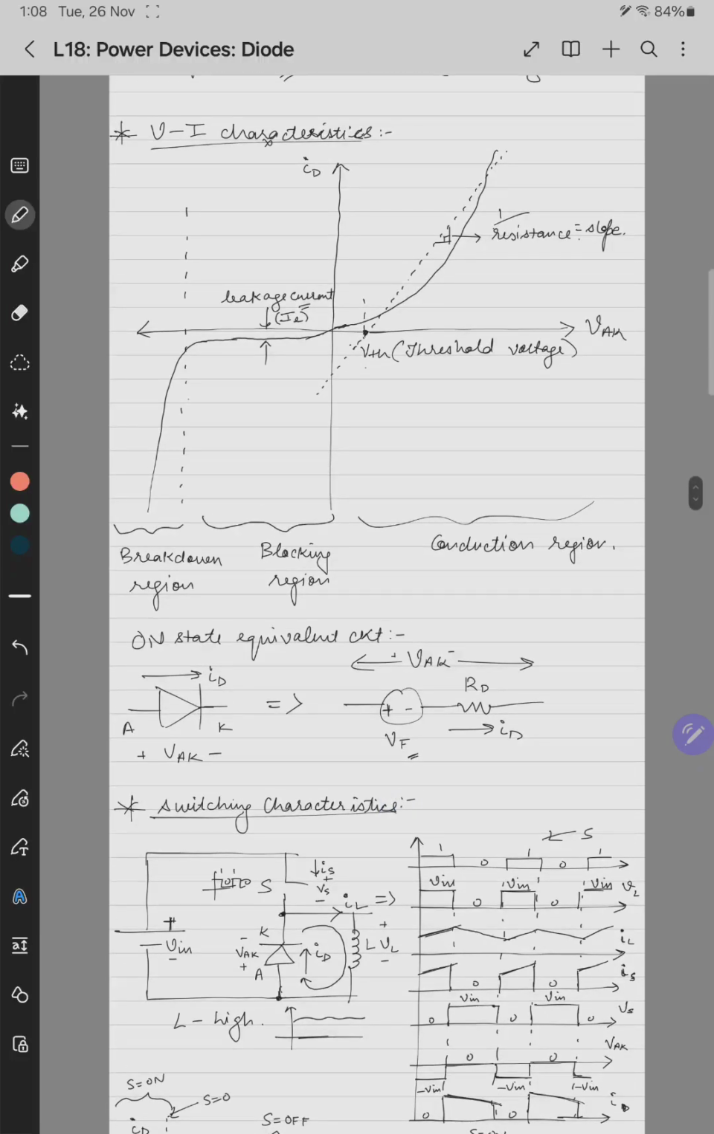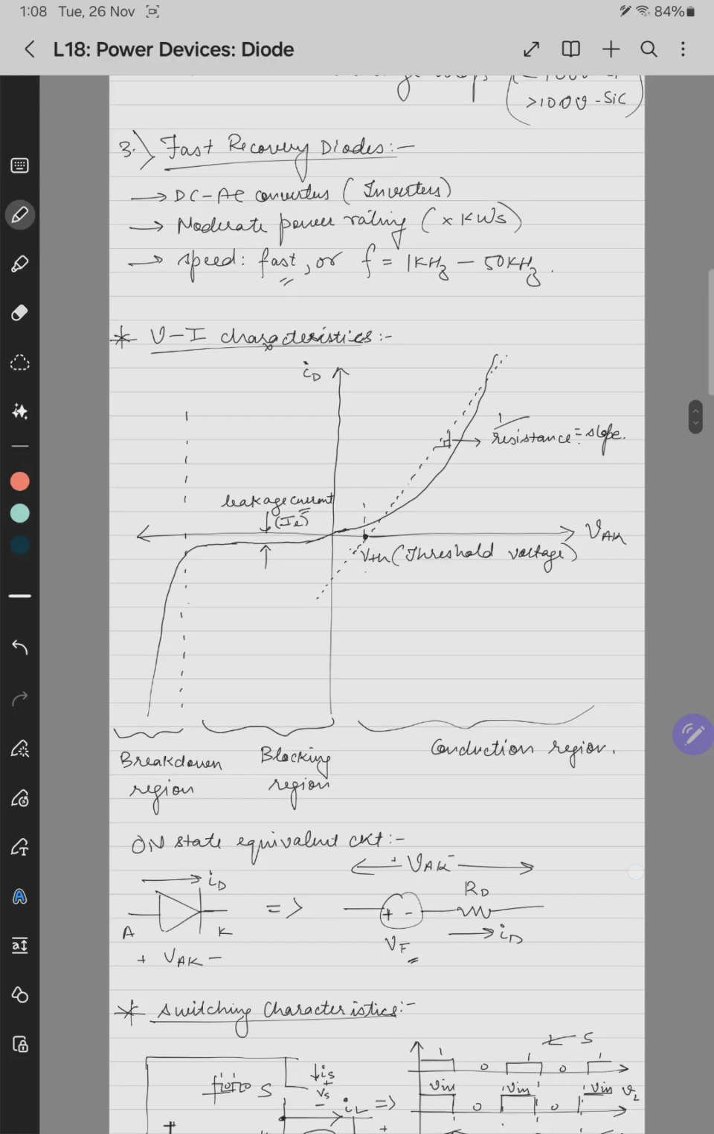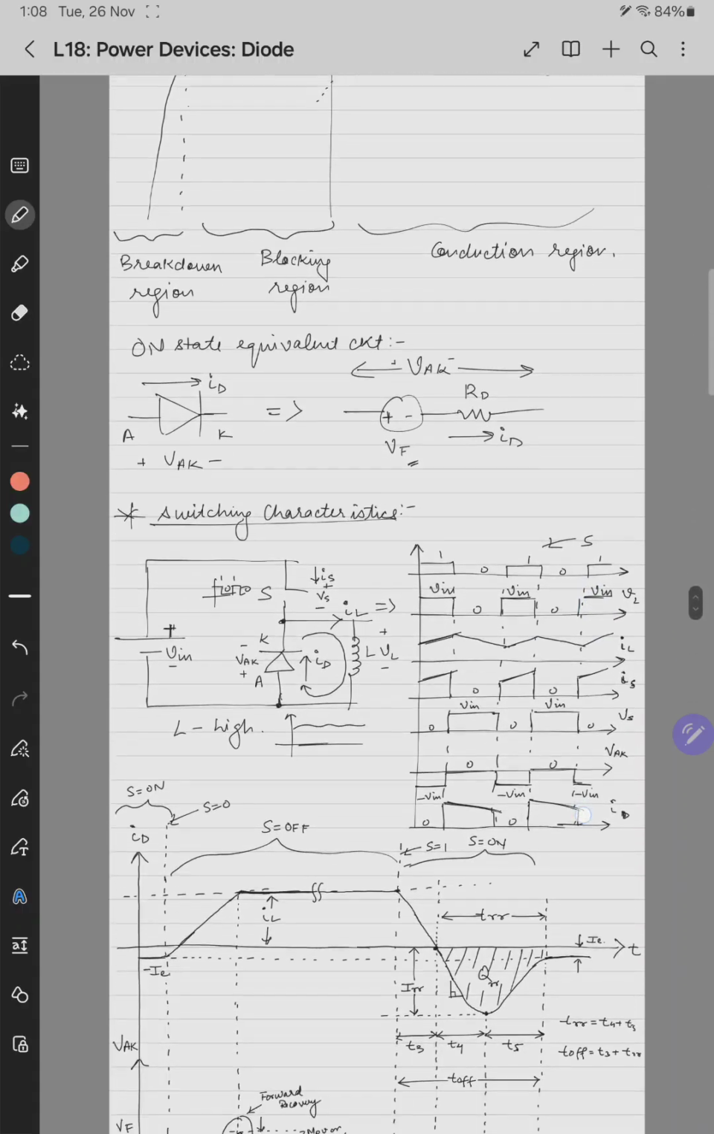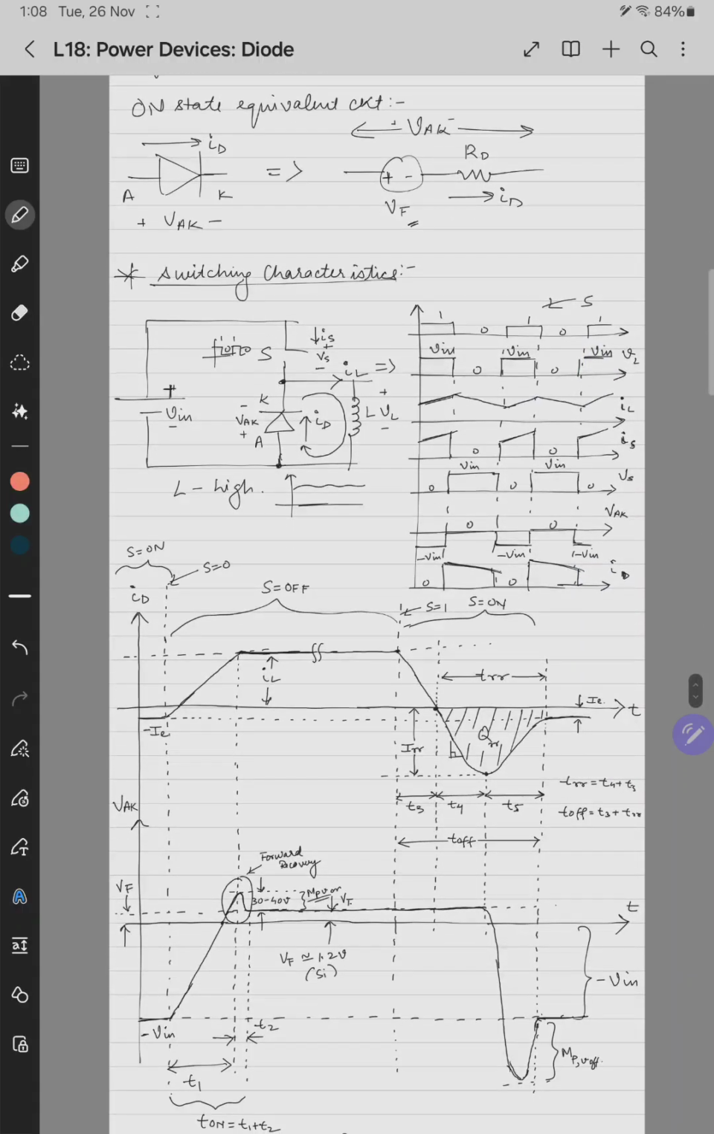Then we saw the on-state equivalent circuit of a diode. We saw that during the off time, there is some leakage current flowing through the diode, and during the on time, or the conduction state, there is some on-state forward voltage, that is VF, across it. Then we saw the switching circuit. We created a test circuit by assuming an ideal switch and a constant current load, or inductive load, and as it's an inductive load, it becomes a constant current.